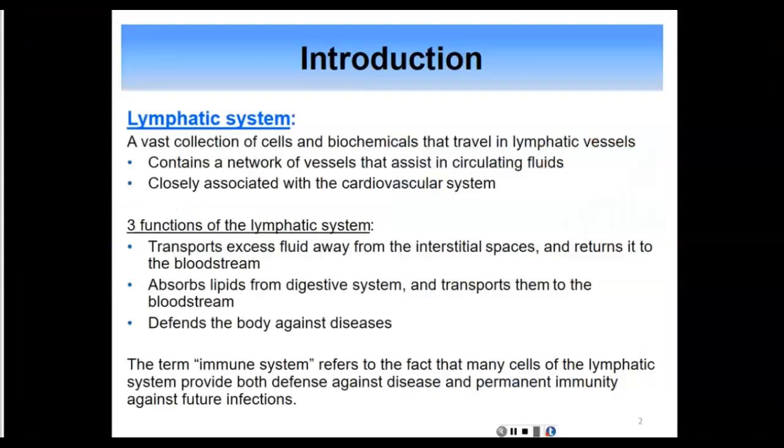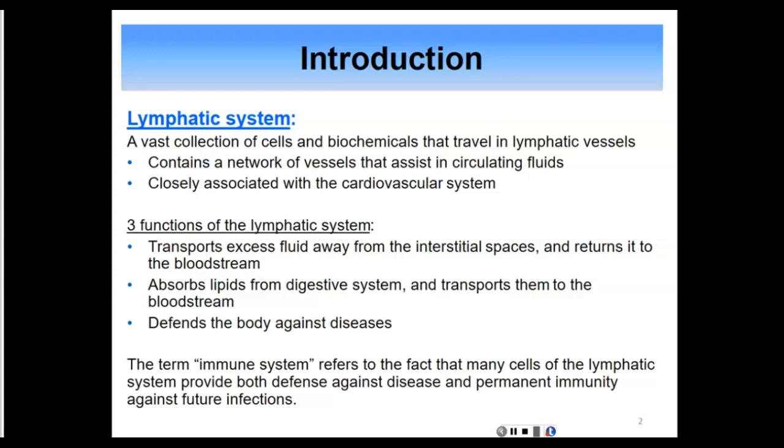Chapter 16 is on the lymphatic system, and this system is a collection of cells and chemicals that travel the lymphatic vessels. This network of vessels assists in circulating fluids. It's very closely associated with the cardiovascular system.